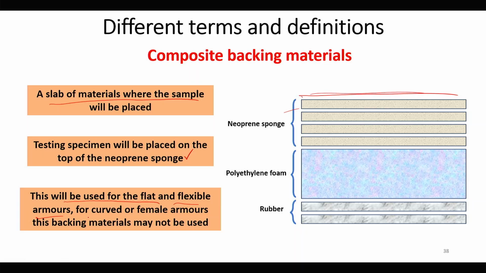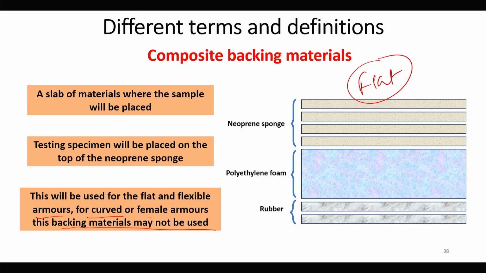For curved or female armor we need a curved surface. So, for curved, say rigid armor, we need a curved surface, and for female armor, this type of backing material may not be useful. So, this is only for flat material.